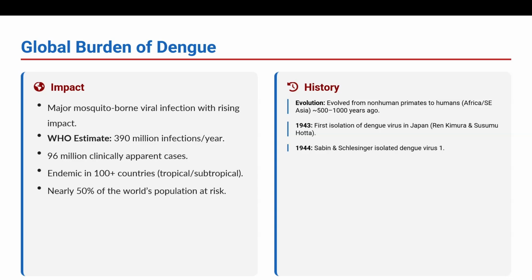So it has a lot of evolutionary importance also. It evolved from non-human primates to humans, basically in Africa and Southeast Asia, around 500 to 1000 years ago. The first isolation of dengue virus was in Japan, by Kimura and Hotta. And in 1944, Sabin and Schlesinger isolated dengue virus 1.